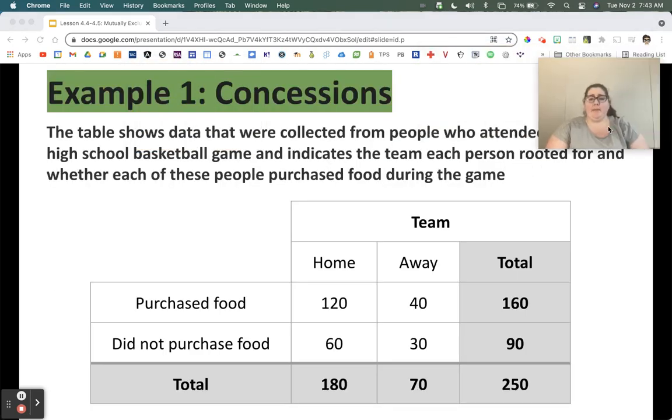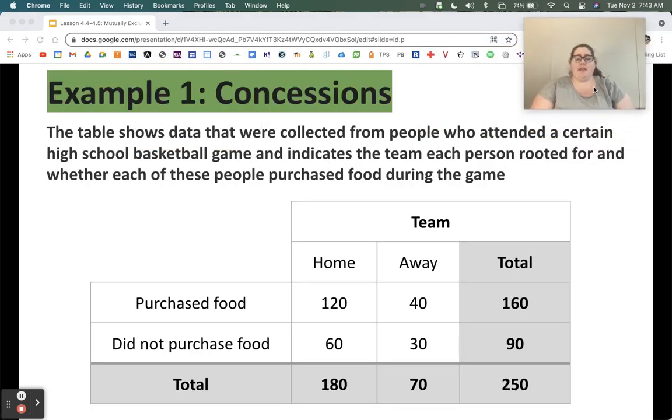So let's look at an example. This table shows data that were collected from people who attended a certain high school basketball game. It indicates the team each person rooted for, home or away, and whether the people purchased food during the game from concessions. So we have our table. We're going to use this table to answer a few probability questions.